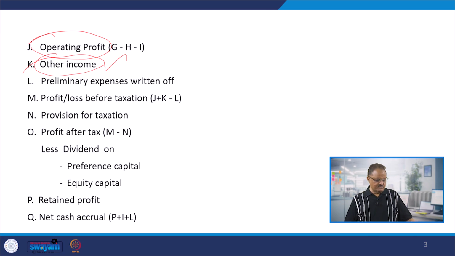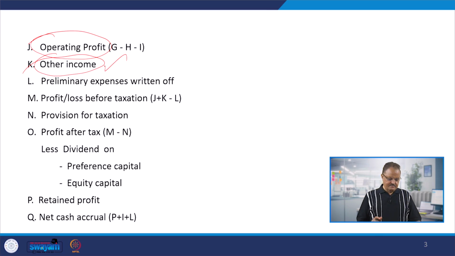So the existing firms can have other incomes, or the projects being brought up by the existing firms can have other incomes. But in the initial years, startups or new ventures, standalone ventures will not have any extra income, and for them the major source of income is going to be only the sales revenue.